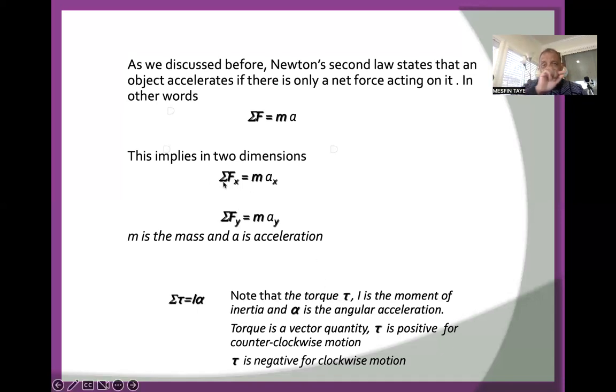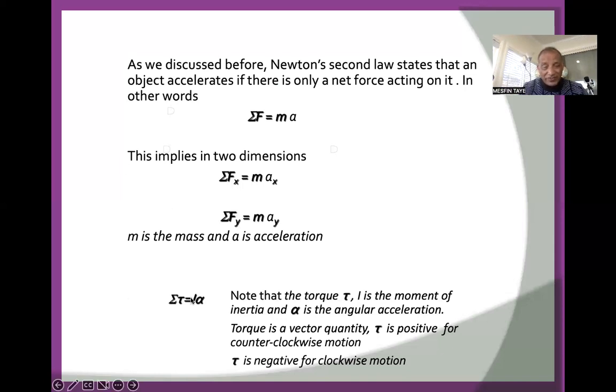For a force, if the force is directed to the positive x-axis, the force is positive. If the force is directed in the negative x-axis, the force is negative. If a force is directed upward in the positive y direction, the force is positive. If the force is directed downward, it is negative.